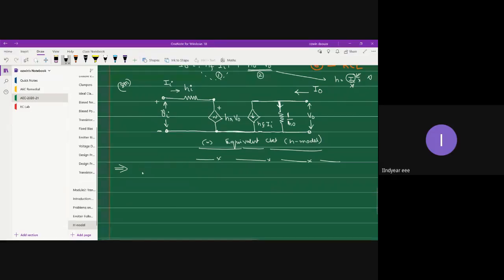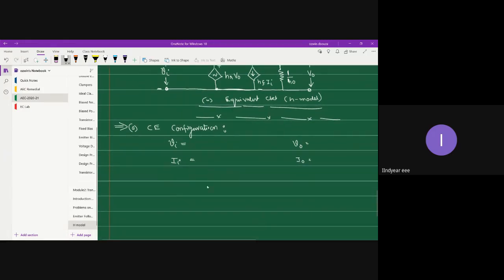Now you see the beauty of this H model. I will extend this H model to the common emitter configuration. So I will write it as CE configuration. In case of CE configuration, all you have to do is note down what is VI and what is II, and what is V0 and what is I0. That's all you have to note down.